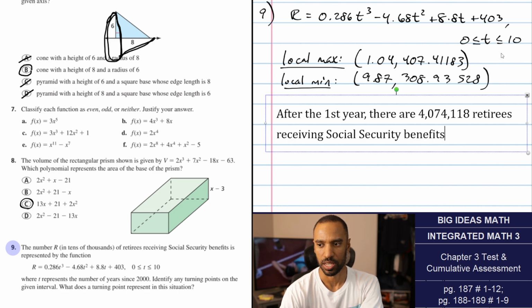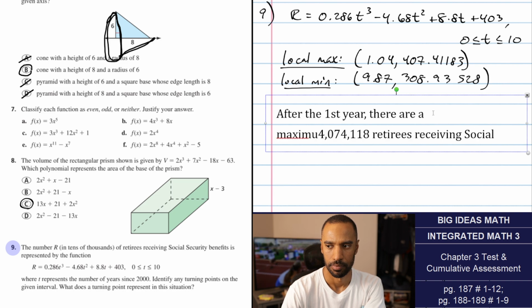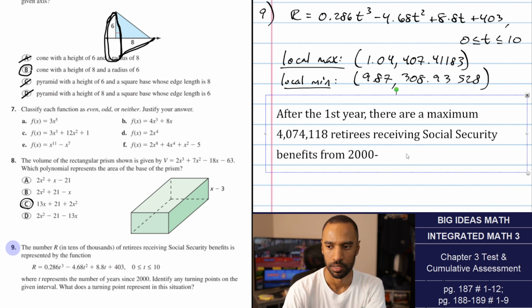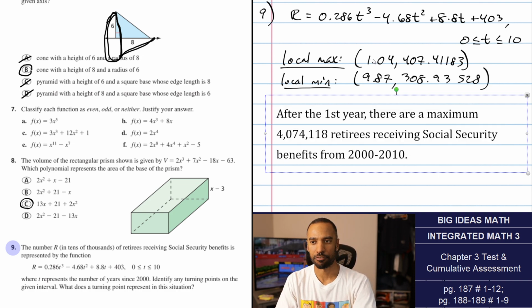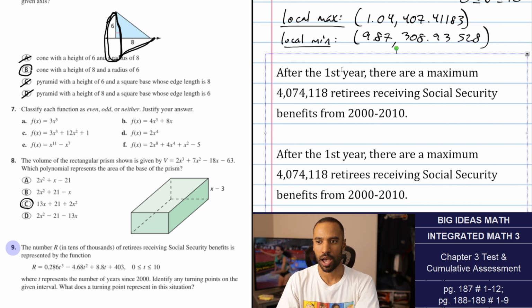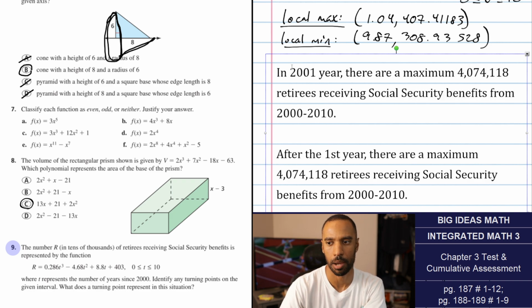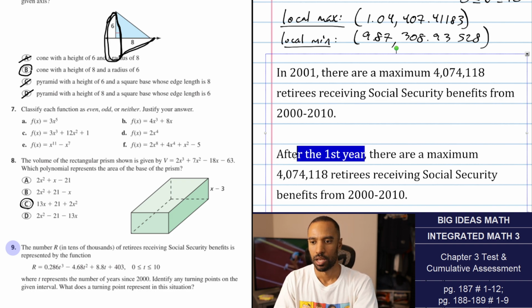And this is the maximum. Let's see. There are a maximum, whatever, over from 2000 to 2010. That's probably also, yeah, from 2000 to 2010. That's after the first year, right? After what? So 1.04. Around the 10th, so after the first year, around 2001. In 2001, how about that?